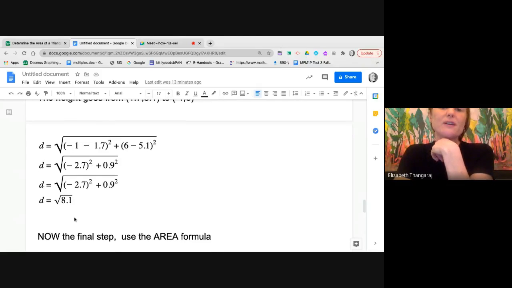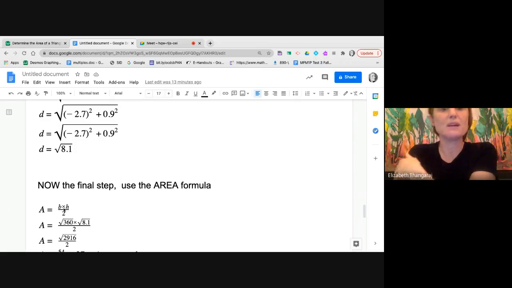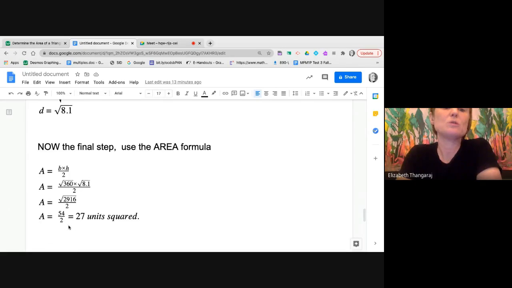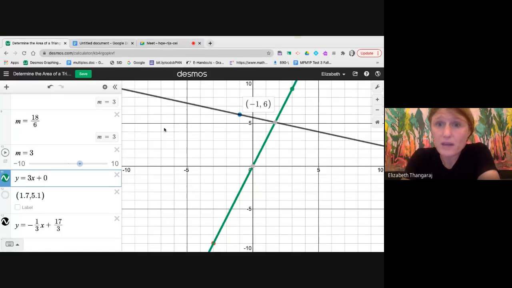Last step, finally, we want to find the area using the area formula, which is base times height divided by 2. So I have the base times the height divided by 2. And when you do that calculation, you can find that the area of the triangle is 27 units squared. This area right here, if you were to draw this triangle right here, it has area 27 units squared.